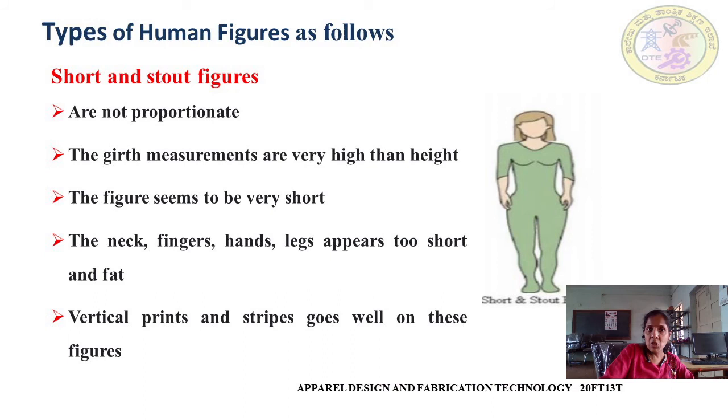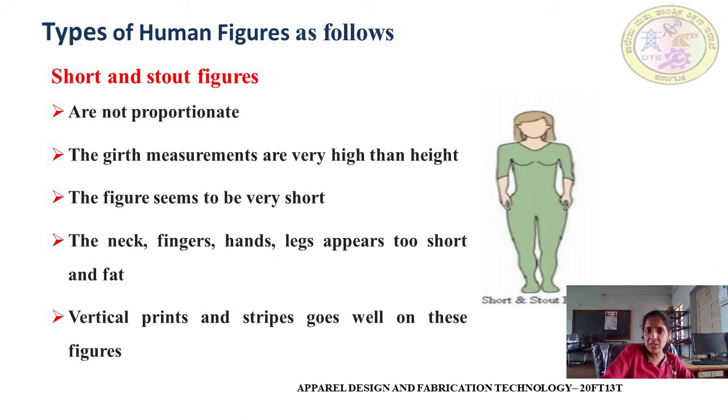Next one is the short and stout figure. No doubt, this is an abnormal figure. In these figures also, the girth measurements and the height measurements are not proportionate to each other. The height will be short and the girth measurements will be more. Due to the short height, the girth measurement seems to appear more in these kinds of figures. The neck, fingers, hands and legs look stout or fat.